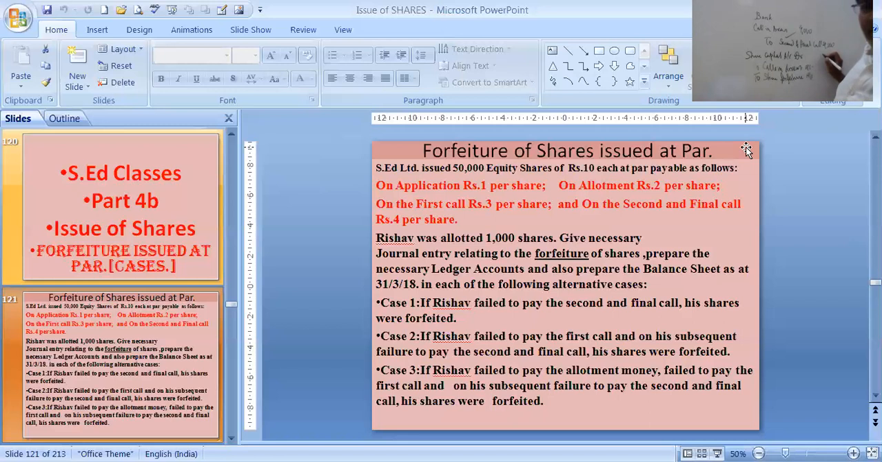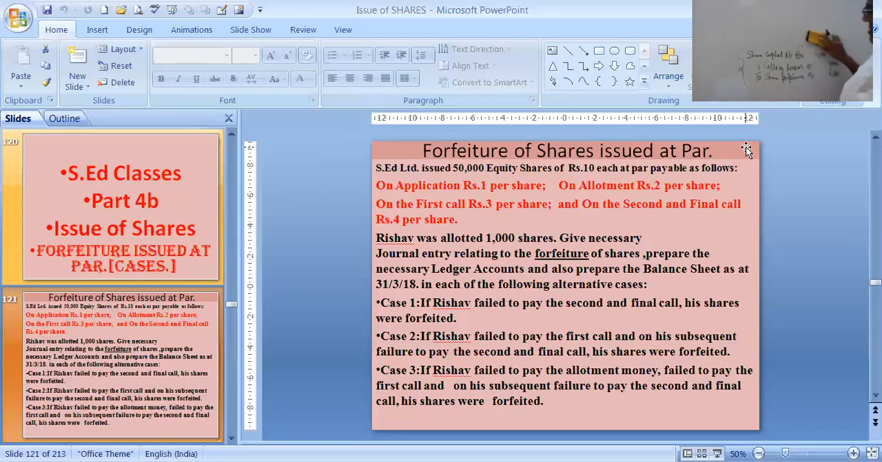Share capital, how much will be debited? He was holding 1000 shares, and how much have we called up? We have called up 1000 into 10, that is 10,000 rupees. Remember, called up: how much the company has called from him is 10,000 rupees. He has not paid only 4,000, the last call, but he has made the payment of 6,000. So he has made the payment of 6,000 and calls in arrear is 4,000. Only this is asked, which I have just explained.